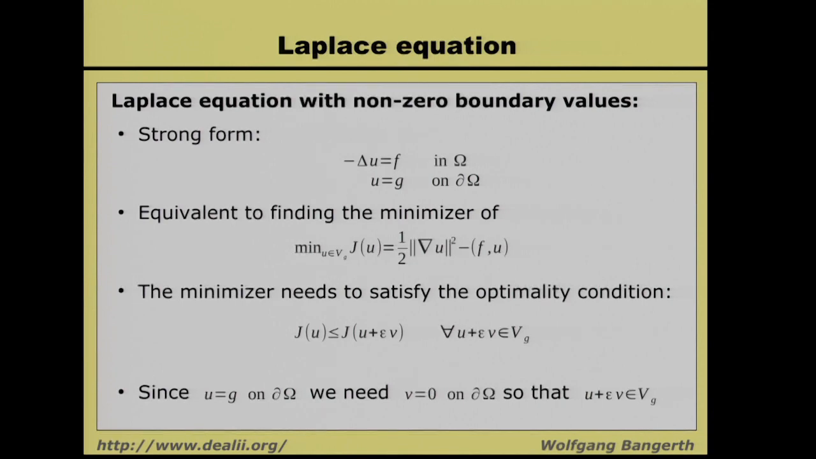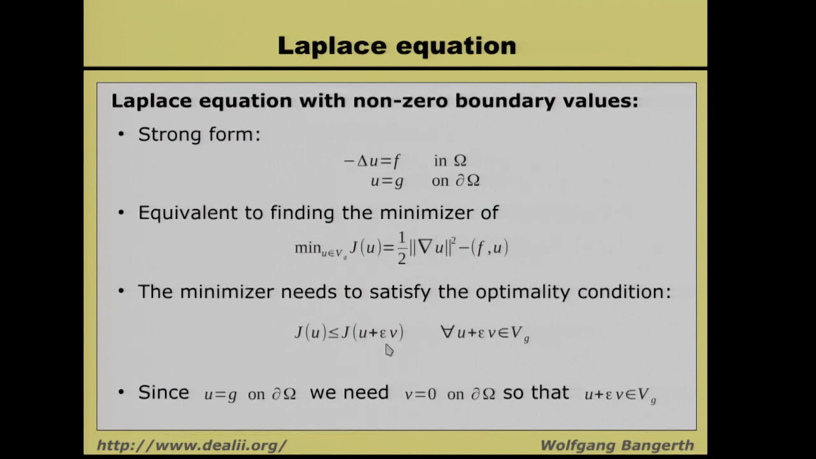Now when I say I'm looking for a minimizer, let me call this minimizer u, then it certainly has to satisfy the following optimality condition, namely that the energy of u must be less than or equal to the energy of any perturbation of this u. For example, u plus epsilon v for any direction v. So I would like to find a u that satisfies this for any u plus epsilon v in Vg, right?